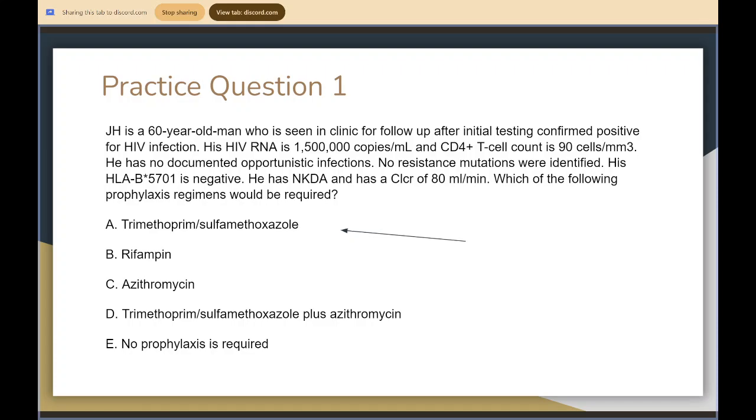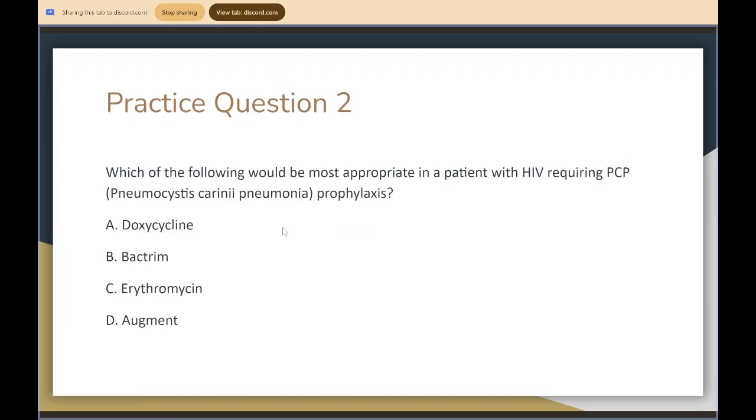Great job. Anyone have any questions or concerns about practice question one or the presentation so far? All right, if you think of one later, type it in the chat or send me a DM. Next question.